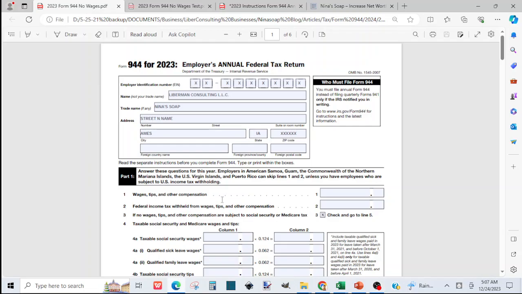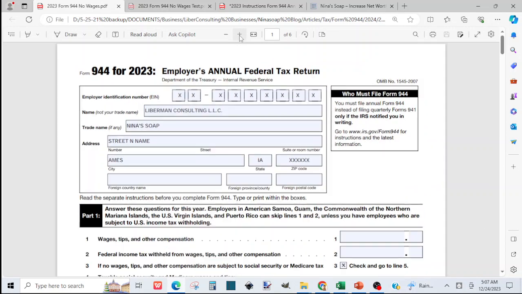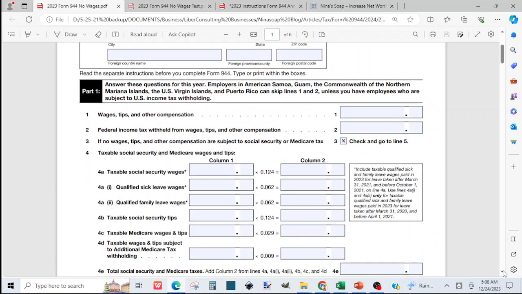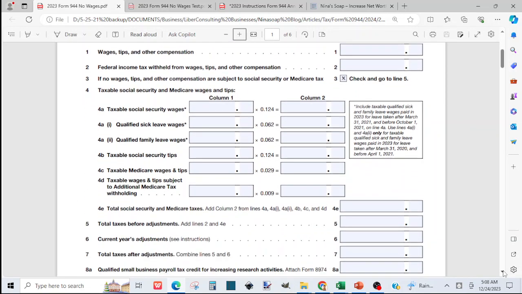Hello, how to fill out Form 944 for 2023 with no wages. Employer annual federal tax return with no wages. By the end of completing the form, it should look like this.